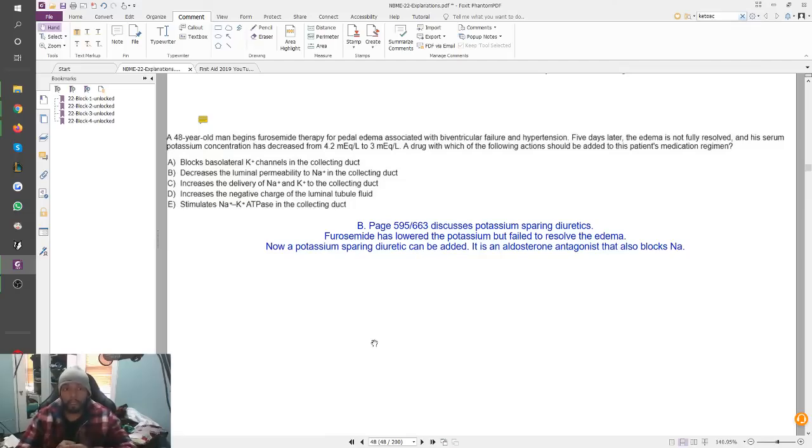Blocking basolateral potassium channels would lose potassium. Increasing the delivery of sodium and potassium to the collecting duct would also lose potassium, because once you go to the collecting duct, you pee it out. Increasing the negative charge of the luminal tubule was just irrelevant. And stimulating the sodium potassium ATPase would also lose potassium. Okay, so these are all just not going to really work.